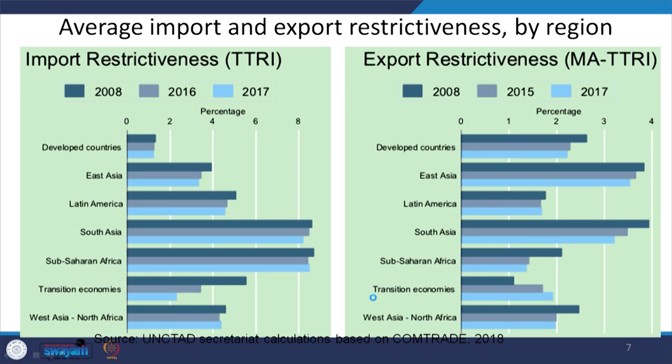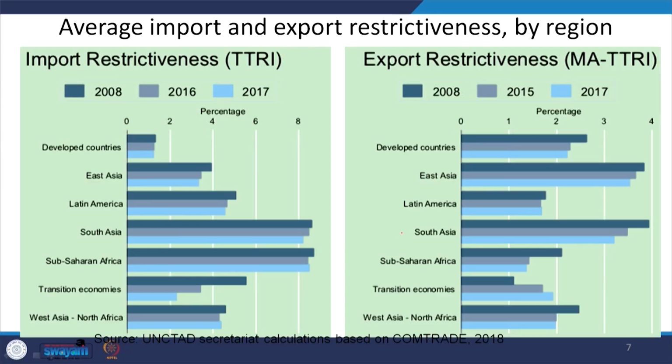What about average import and export restrictiveness by regions? If you talk about different regions, these are important facts to be unfolded for better understanding. I feel that TTRI stands for a notation for one calculation for import restrictiveness, whereas in the right diagram we are explaining export restrictiveness. These are from 2008, 2016 and 2017 figures.